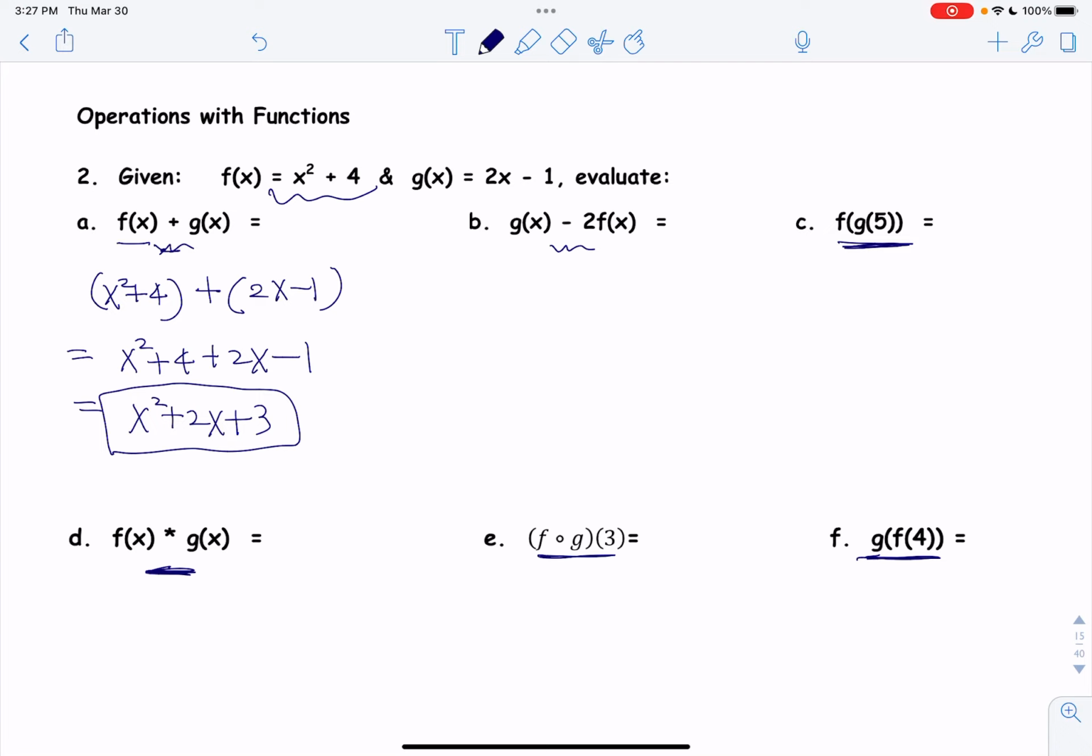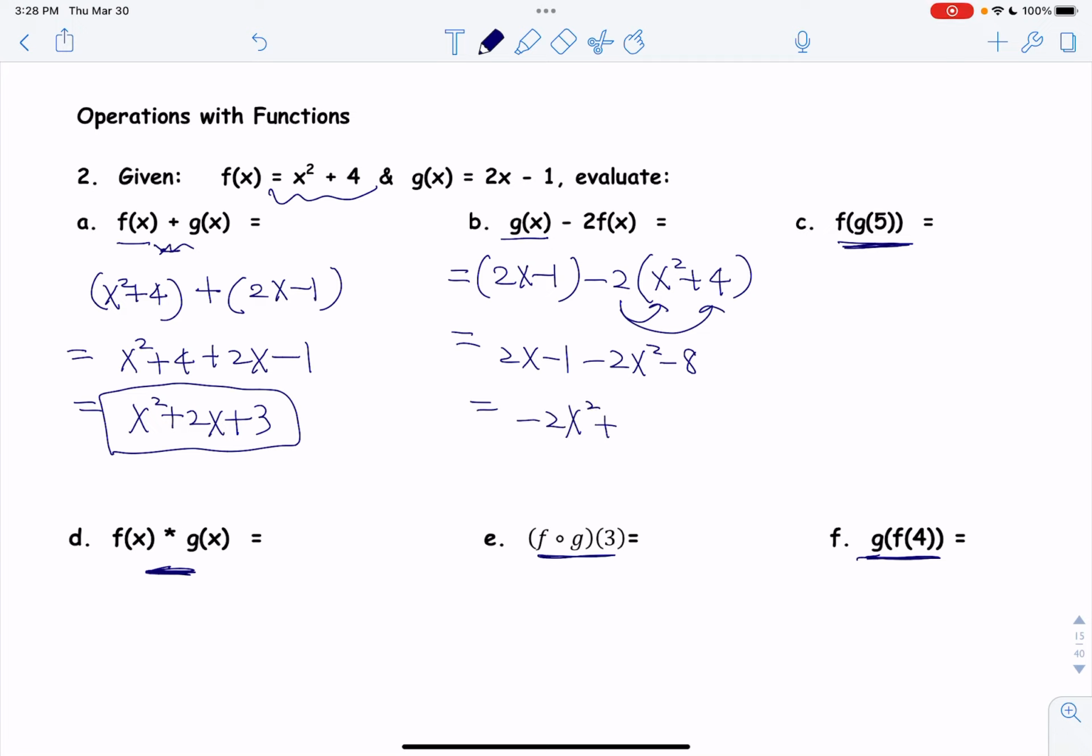And then next one, they're asking g(x) minus 2 times f(x). I will just copy down exactly what they're asking for. First g(x), which is 2x minus 1, and then minus 2 times parentheses with f(x), which is x squared plus 4. Now, you distribute and rewrite first. So 2x minus 1 minus 2x squared minus 8. Now rearrange it in descending order: negative 2x squared plus 2x minus 9. That's the result of g(x) minus 2f(x).